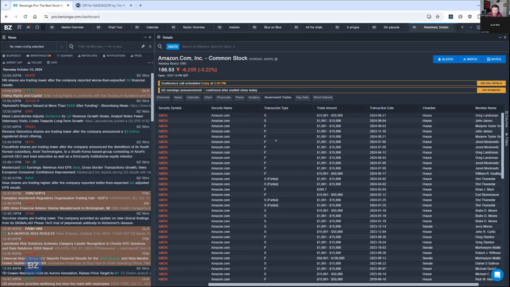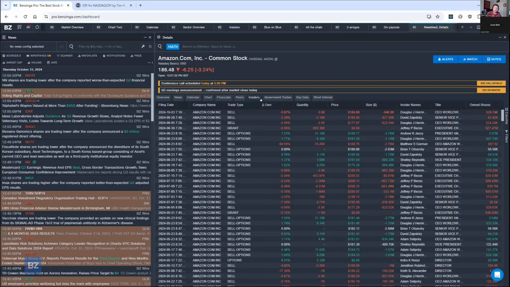You can see when someone sold or purchased. You can see who it is. You can see how much it was, when the transaction date was. So you can also figure out if people in government own the stock that you're trying to trade. You can also get an idea of what's happening with some of the insiders there.